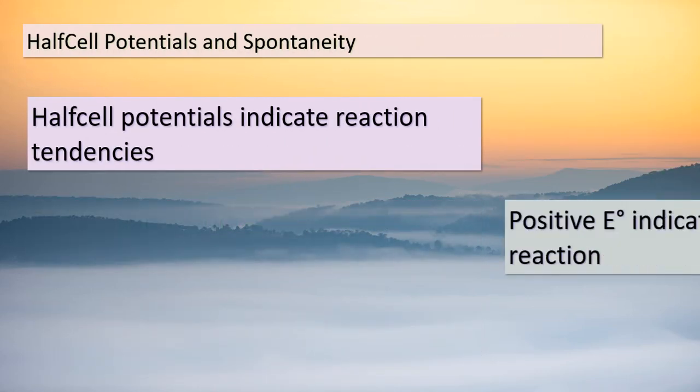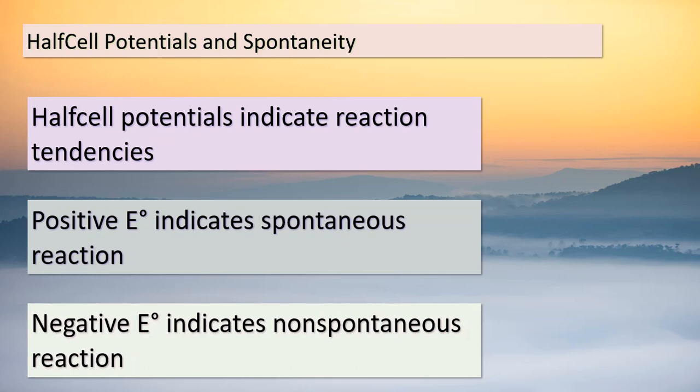Hello again, dear students. Today, we're taking a closer look at the concept of half-cell potentials, and how they play a pivotal role in determining whether a redox reaction is spontaneous. When we measure half-cell potentials, we're essentially gauging the readiness of a substance to undergo reduction or oxidation. A positive E degree value suggests that the reduction process is favored and that the reaction is likely to occur spontaneously. On the other hand, if we encounter a negative E degree value, it's an indication that the oxidation process is favored, and the reaction might not proceed on its own.